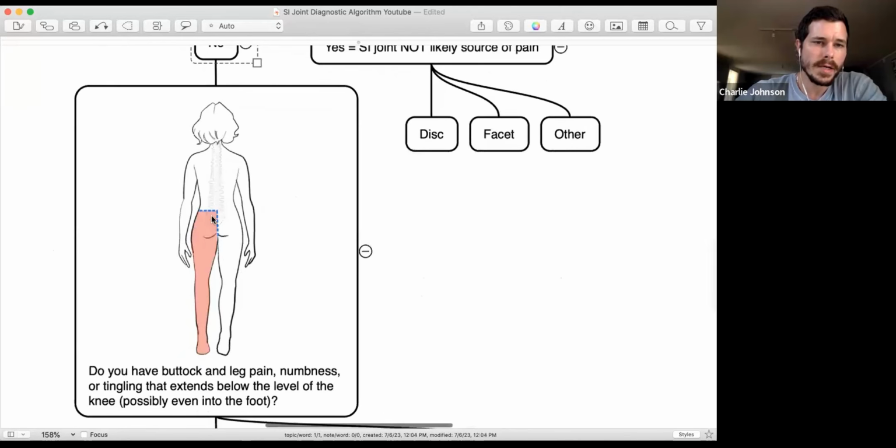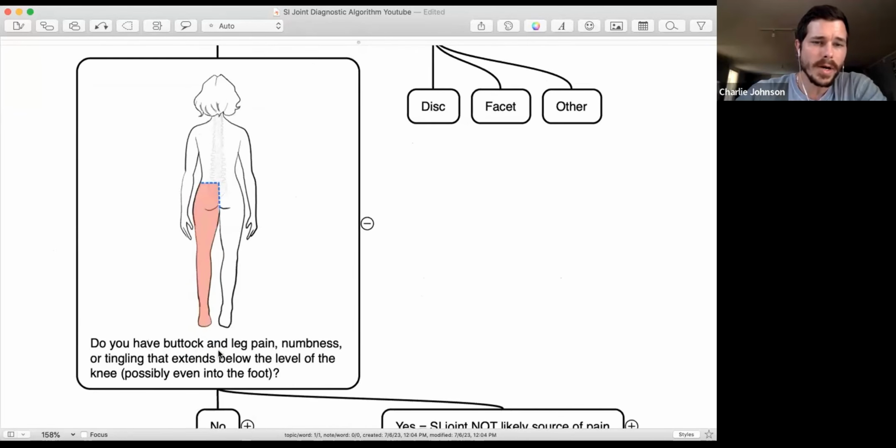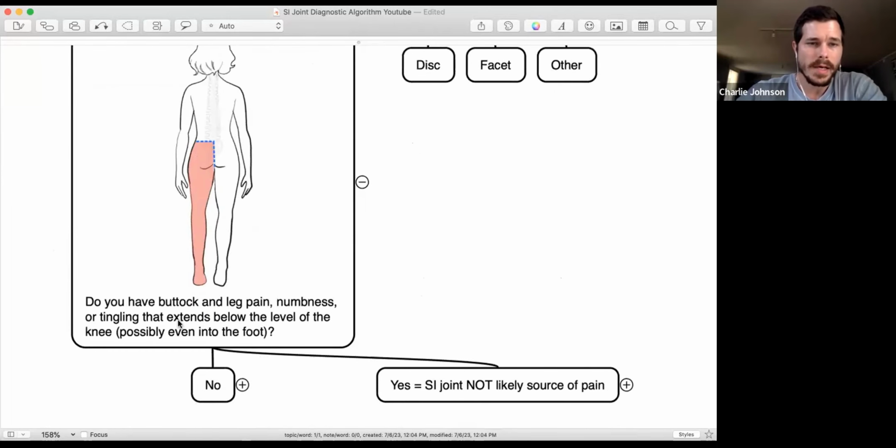Maybe you have pain that is not necessarily in the back, but somewhere in the butt and goes all the way down the leg. So do you have buttock and leg pain, numbness and tingling that extends below the level of the knee, possibly even into the foot? If yes, the SI joint is not the likely source of your pain. How do we know that? Because again, studies show the chance of an SI joint problem referring below the level of the knee into the foot and causing nerve type symptoms, numbness and tingling, is very low.